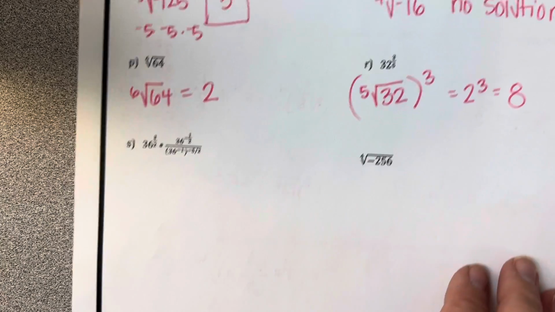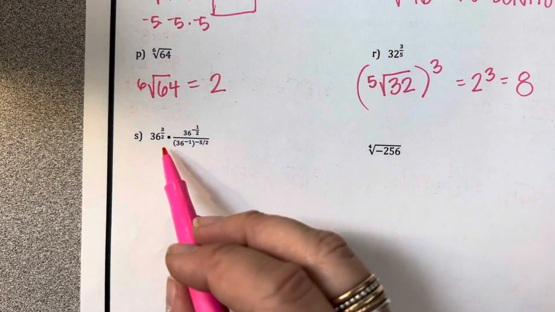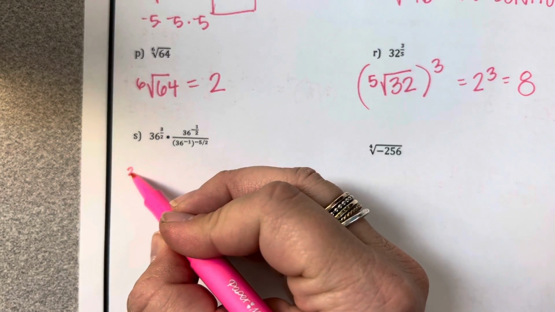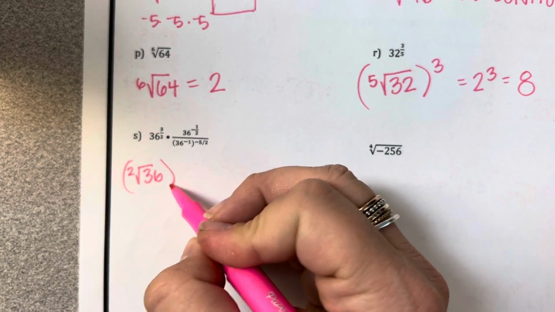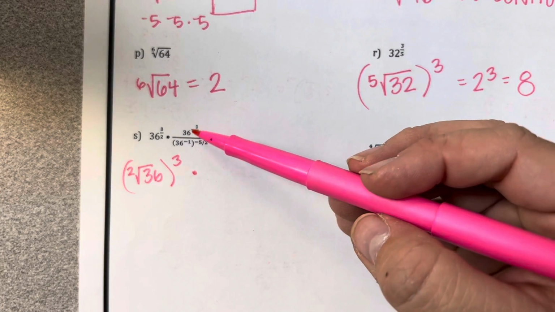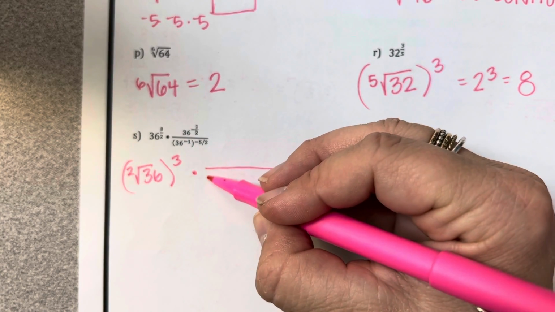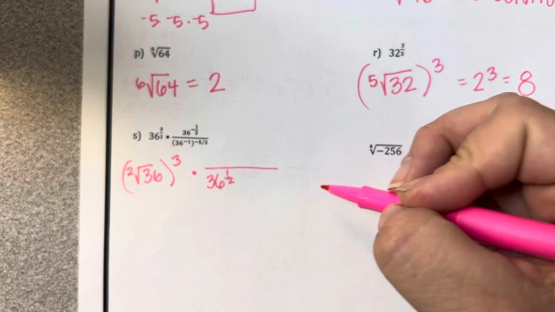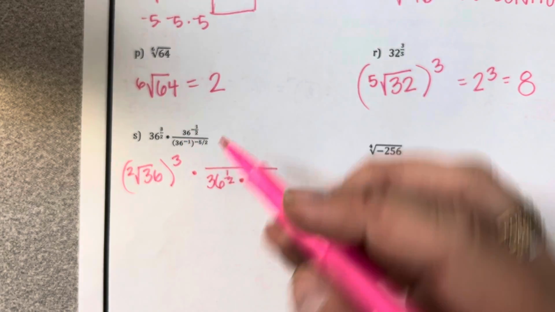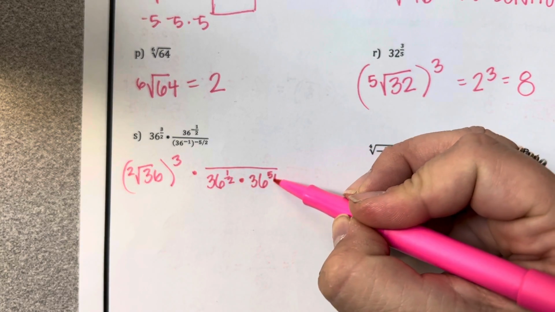Okay, so let's look down here at S. We have this hot mess express question. The first thing I'm going to do, this right here means the square root of 36 to the third power. And I'm multiplying that by 36 to the negative 1/2. So let's think about what that means. It means 36 to the 1/2 on the bottom, because it's a negative, so I can move it down there. And then I have 36 to the negative 1 times negative 5 over 2. So that's 36 to the positive 5 over 2.